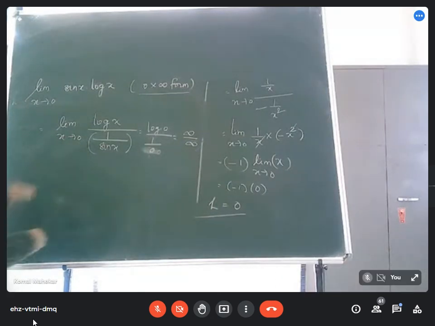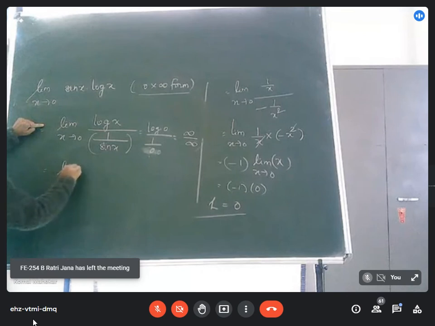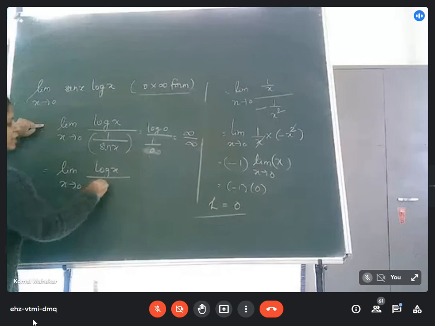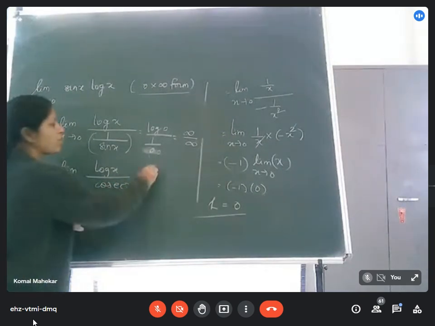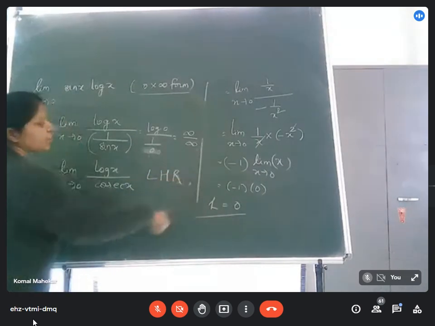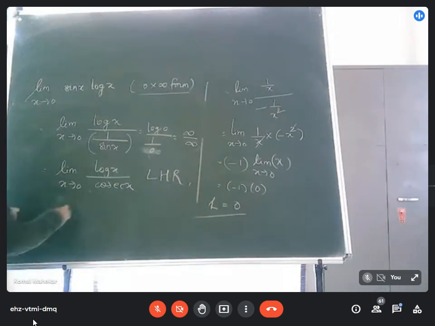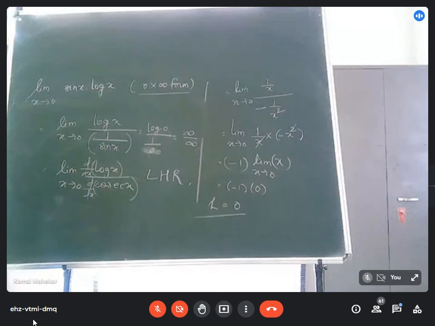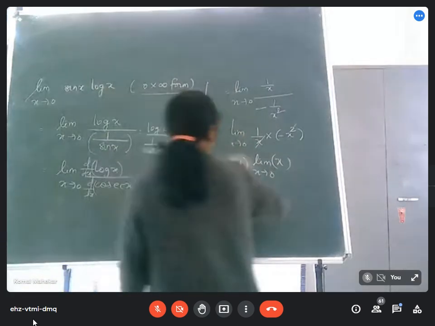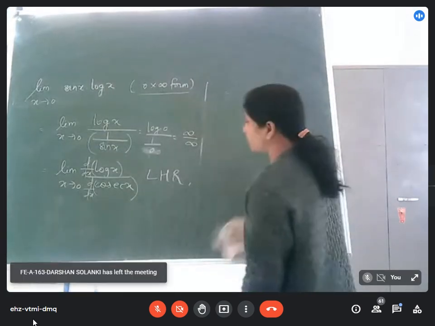ठीक? So we can write this as limit x tends to 0 of log of x, and 1 upon sin x is nothing but cosec x. So if it is now infinity by infinity form, we will apply L'Hospital rule. Okay. And according to L'Hospital rule, we have to take derivative of this log x function as well as derivative of this denominator function with respect to x.